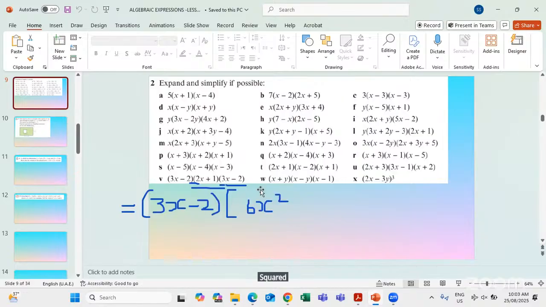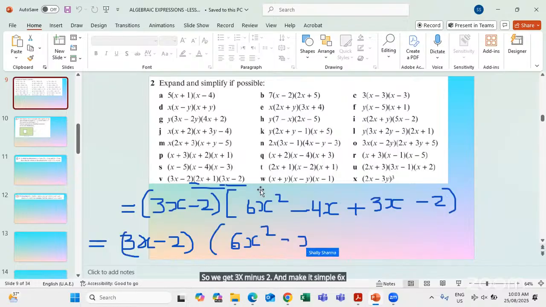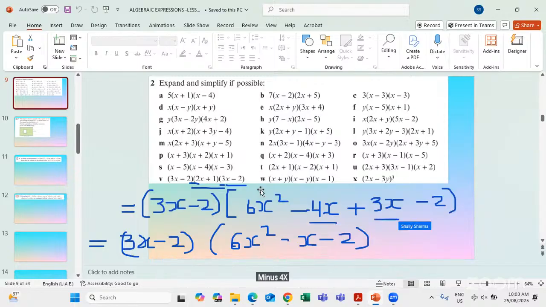Then we will be getting minus 4x. Then I will be getting here plus 3x. And then I will be getting negative 2. You can apply the FOIL method and solve it. So we make it simple: 6x squared minus x minus 2. Minus 4x plus 3x is minus x.